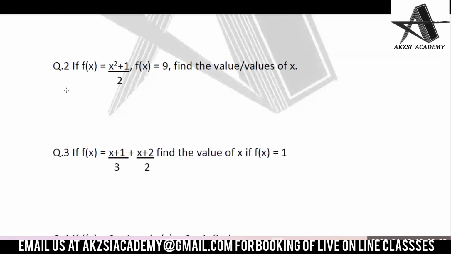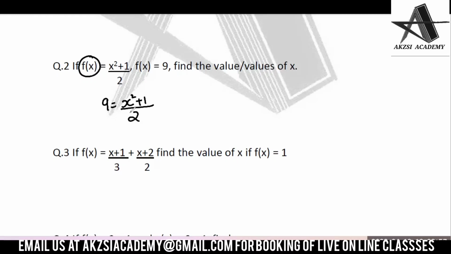Now let's see this question. If f(x) is equal to (x squared plus 1) over 2, and f(x) is equal to 9, find the value or values of x. See clearly here, f(x) is given. They are not asking you to calculate f(9) or something. It's f(x) given. That means this value is given, which is equal to 9. So what I'll do, I'll replace f(x) with 9. So 9 is equal to (x squared plus 1) over 2. This is a simple equation.